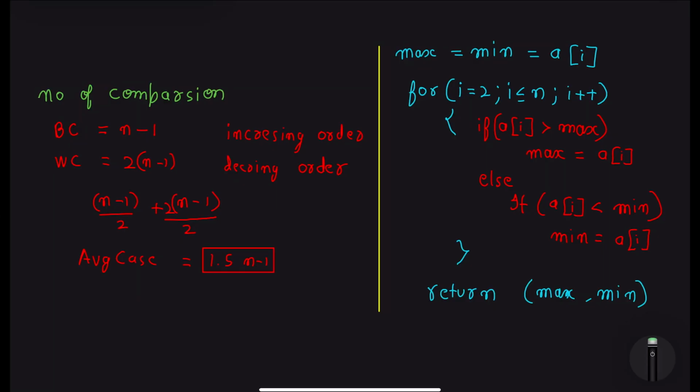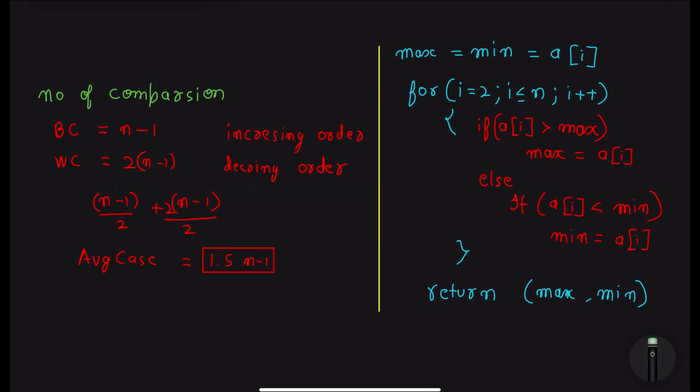Let's check how many comparisons we need. In the best case, if all the elements are in increasing order, then every time we will get a new maximum element and there will be no need to go inside the else part. So there will be only one comparison for the maximum element each time. So in this case the total comparisons will be n minus 1. In the worst case, it will be reverse, so the array is in decreasing order. So the first condition will fail every time and we have to go to the else condition each time. So every time 2 comparisons will happen. So the total comparisons will be 2 into n minus 1.